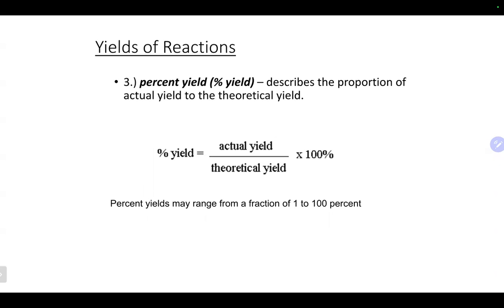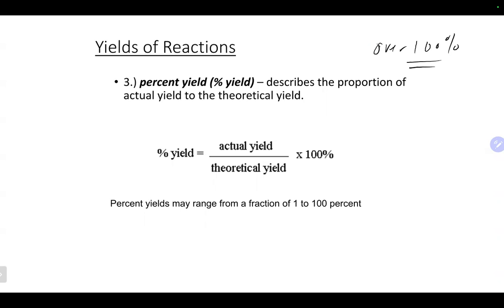Here, you actually want a high number, as opposed to percent error where you want a low number. Percent yield is good to be high, but not too high. Is it possible to get over 100%? The answer is it is possible, but it probably means you screwed up along the way. So it's not actually a good thing to get over 100%.